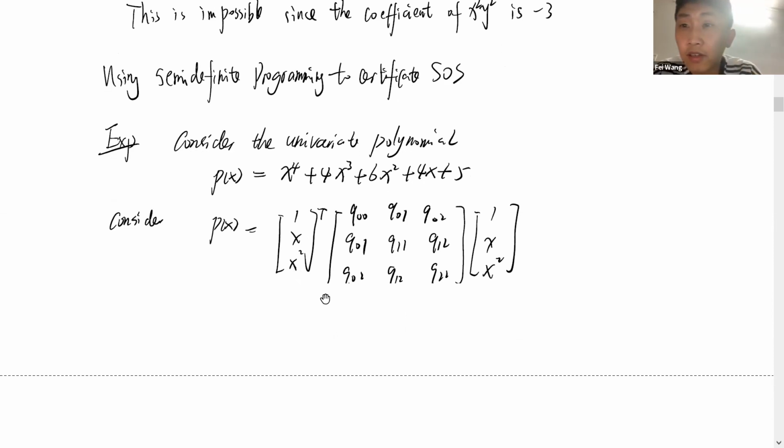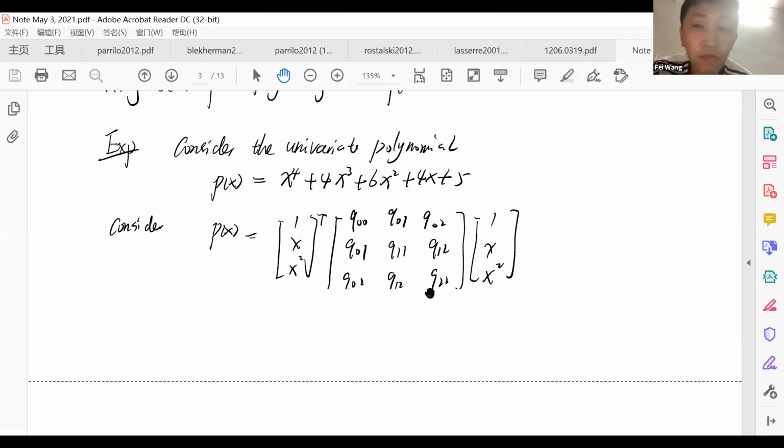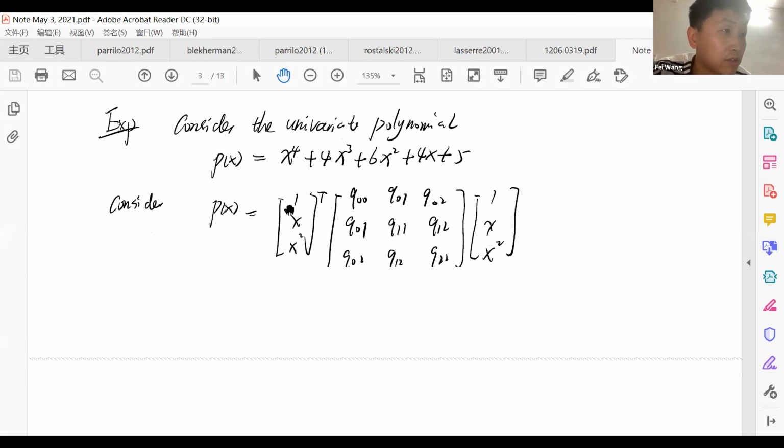and suppose this. We can write this p(x) in a matrix product form. This matrix is a symmetric matrix. So p(x) is [1, x, x squared] times this symmetric matrix in the middle times [1, x, x squared] transposed.